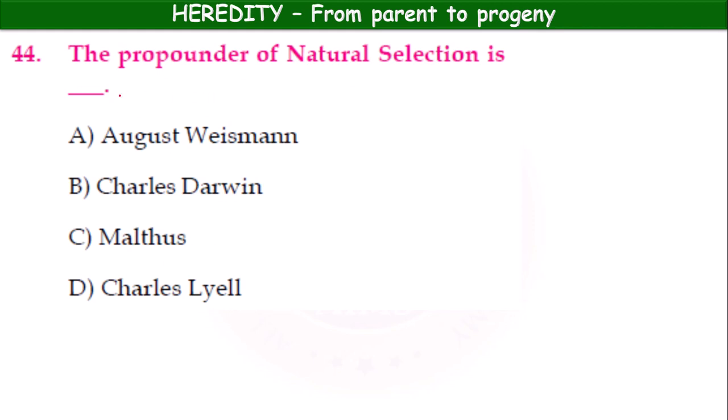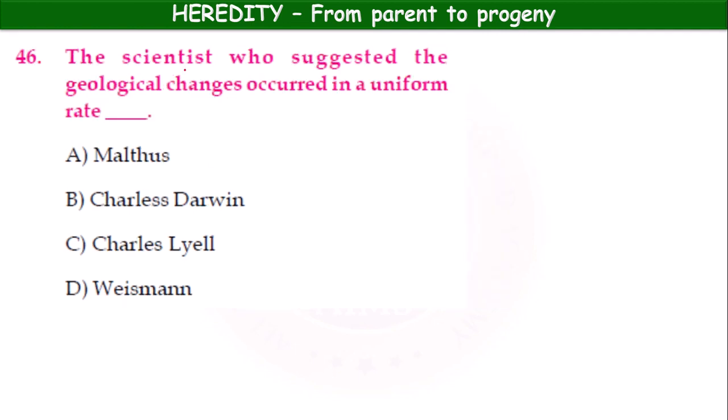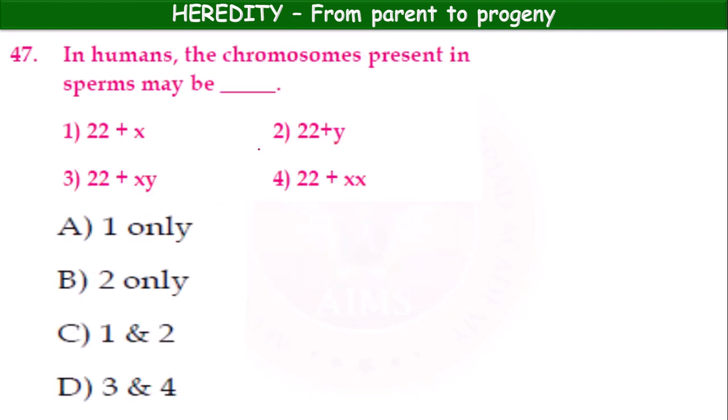The propounder of natural selection is August Weismann, Charles Darwin, Malthus, Charles Lyell. Charles Darwin. The scientist who proposed the theory of population is Malthus. The scientist who suggested that geological changes occurred at a uniform rate: Malthus, Charles Darwin, Charles Lyell, Weismann. It is Charles Lyell who proposed that geological changes occurred at a uniform rate.